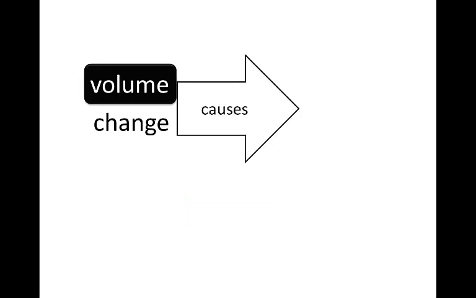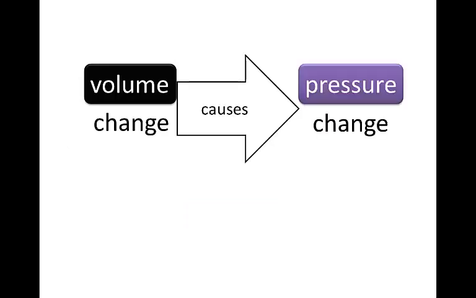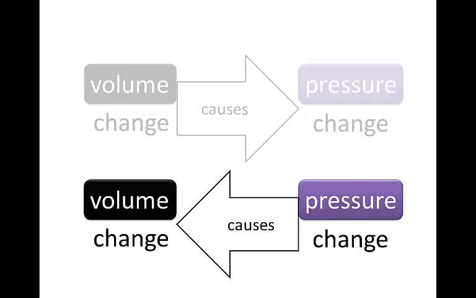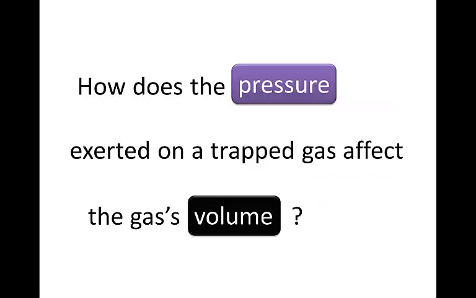Now we've already seen that a volume change causes a pressure change. When the gas particles are squashed together more, then they push harder. But volume and pressure are interesting in that there's not just a one-way causal relationship, there's a two-way causal relationship. So a pressure change also causes a volume change. We'll speak more about that just now. So the question could also have been, how does the pressure exerted on a trapped gas affect the gas's volume?